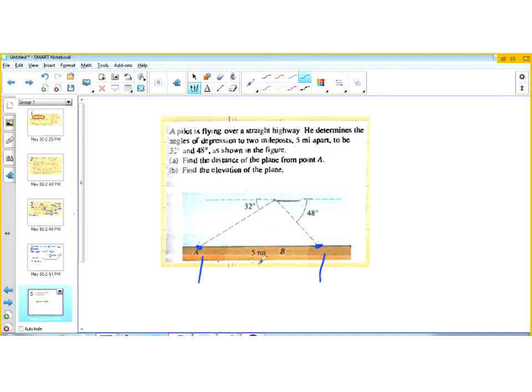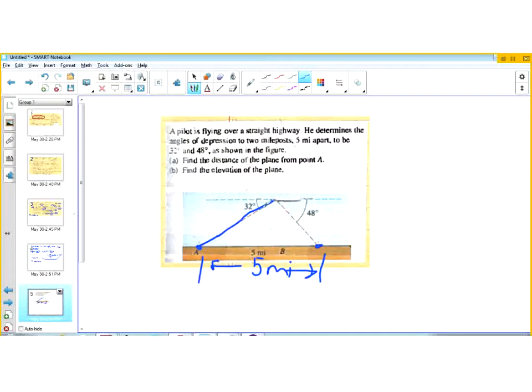So the difference between these posts is 5 miles. All right, so we've got that distance, 5 miles. The angles of depression, of course, would be formed between the line of sight of the airplane with the ground. One angle of depression is 32, the other one is 48. So we want to find the distance of the plane from point A. So we want to find this distance right here. How do we find this distance? Well, one way is we can use the law of sines.